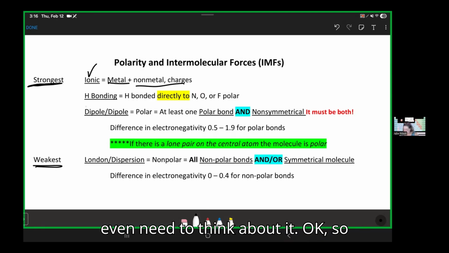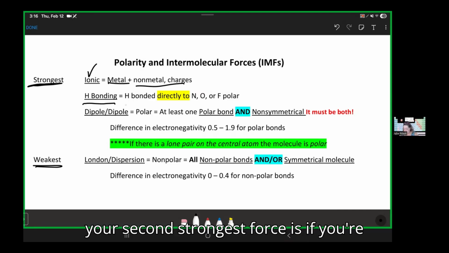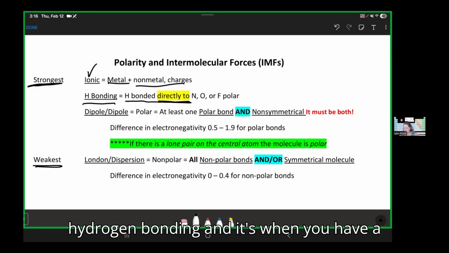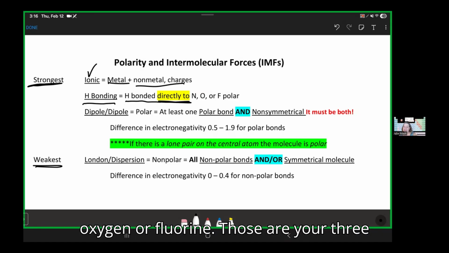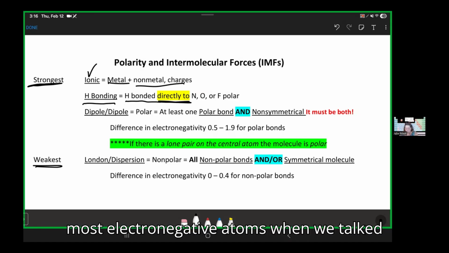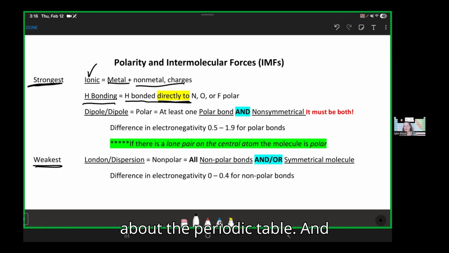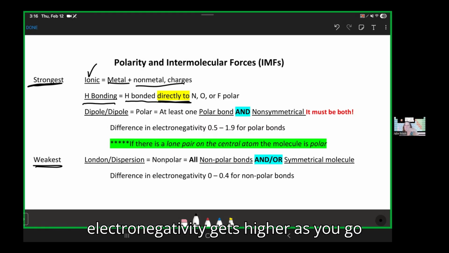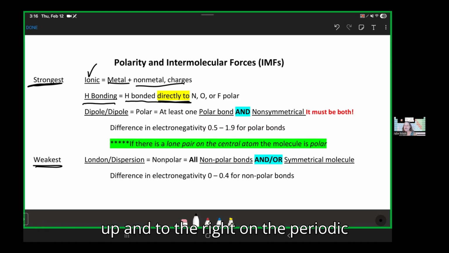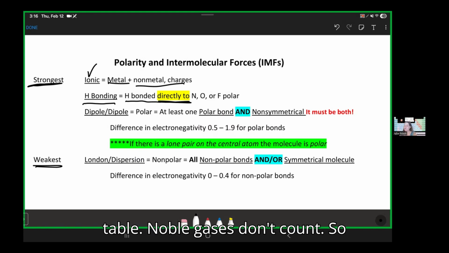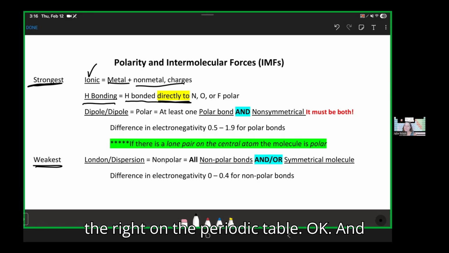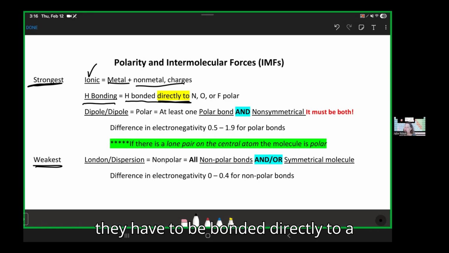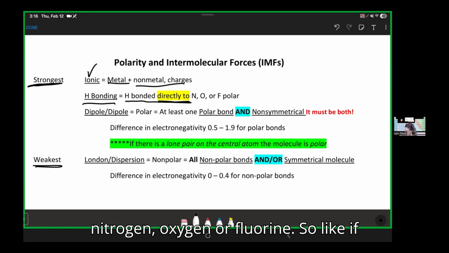So your second strongest force is hydrogen bonding. And it's when you have a hydrogen bonded directly to a nitrogen, oxygen, or fluorine. Those are your 3 most electronegative atoms. We talked about the periodic table, and electronegativity gets higher as you go up and to the right on the periodic table. Noble gases don't count. So nitrogen, oxygen, or fluorine are the three that are up furthest to the top and the right on the periodic table. And they have to be bonded directly to a nitrogen, oxygen, or fluorine.